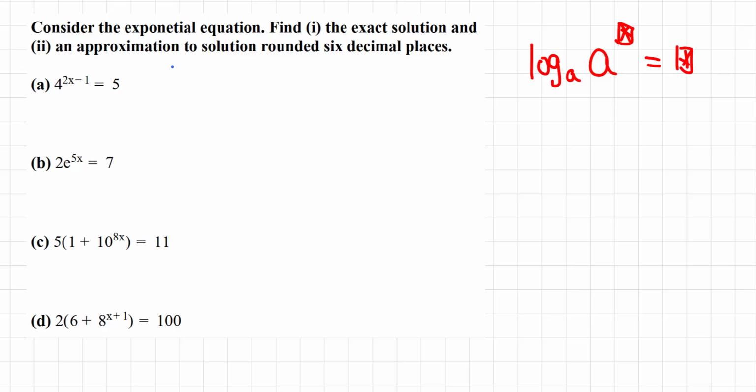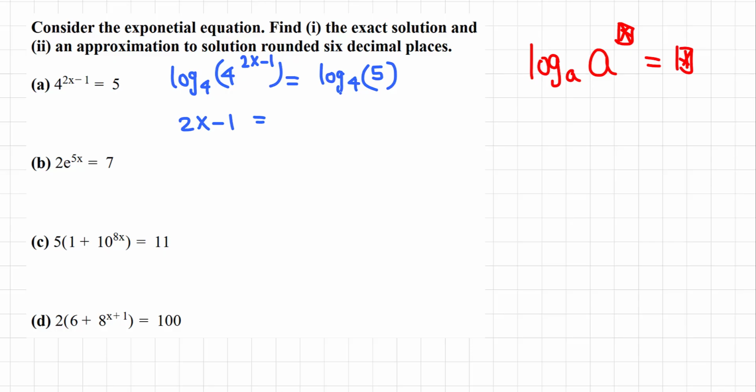So that will be log 4 of the left side, 4 raised to 2x minus 1, equals log 4 of 5. We can put parentheses around. Now on this side, just the exponent survives, 2x minus 1, because log 4 of 4 would be 1. That equals, now we cannot determine this using a calculator.